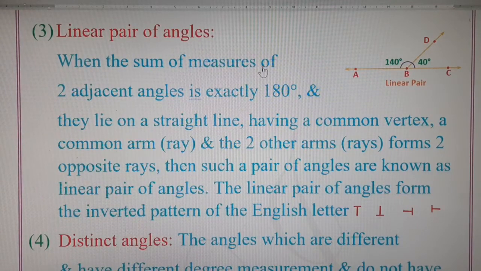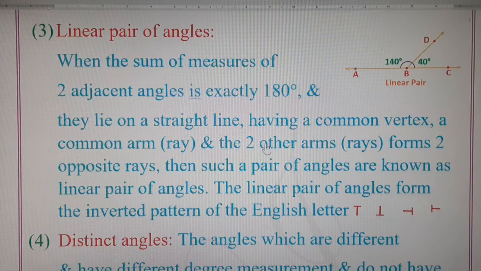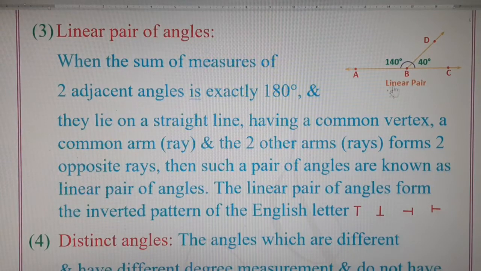When the sum of measures of two adjacent angles is exactly 180 degree, and they lie on a straight line, and they have a common vertex, a common arm, and the two other arms form two opposite rays, then such a pair of angles are known as linear pair of angles. The linear pair of angles form the pattern of the English letter T. It can be a normal T, an inverted T, a right side sleeping T, or a left side sleeping T. So these four different types of T pattern can be formed.